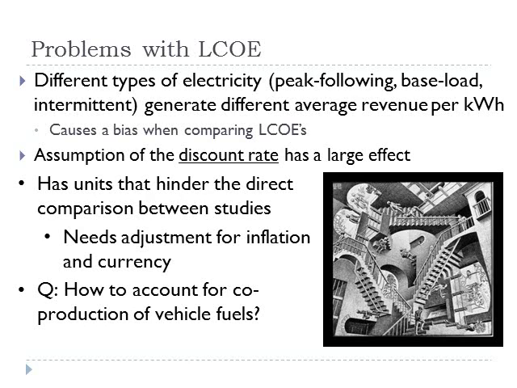There's going to be a couple of problems with LCOE. And as long as you know what the problems are, they're easy to work around. So one is that, of course, different types of electricity generation earn different average revenues per kilowatt hour. Different types of power plants, for each kilowatt hour that they produce, don't get paid the same amount of revenue.